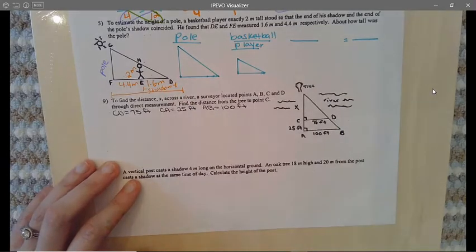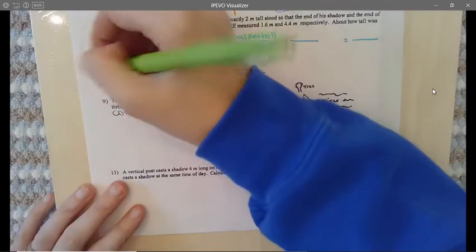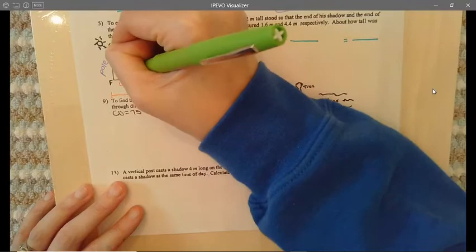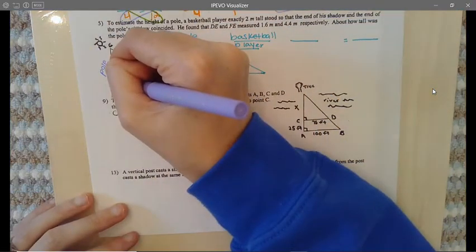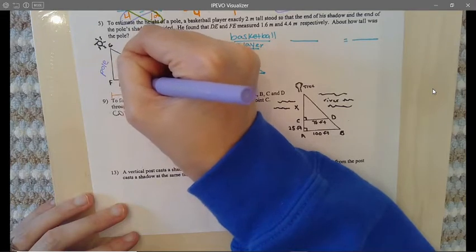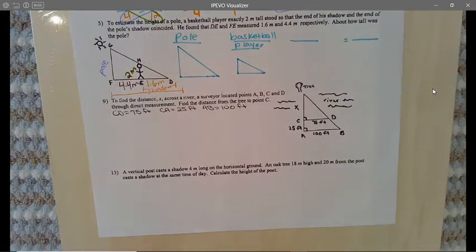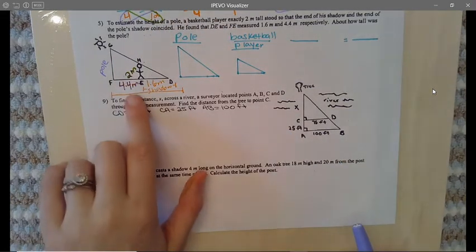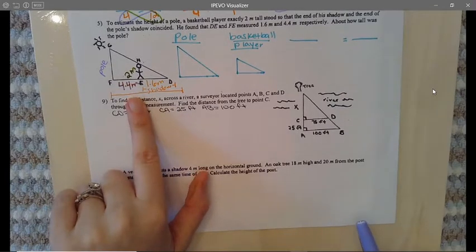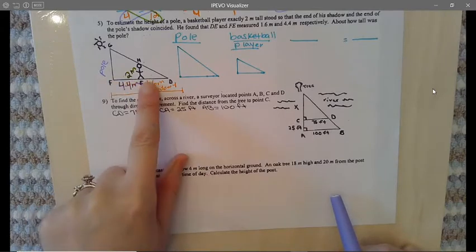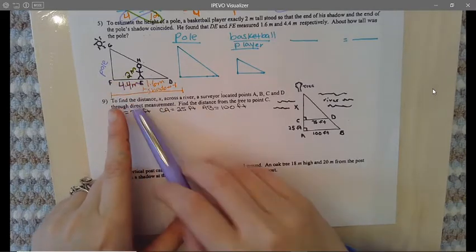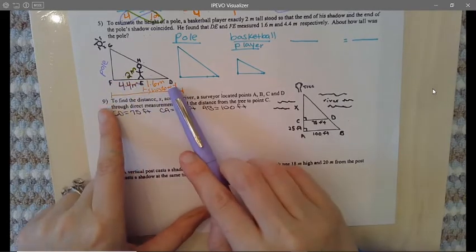So we have to be careful. And I should have been doing this in different colors, you guys. I don't like to do things in the same colors. If I would have rethought this problem, this is how I would have done it. Sorry, guys. So this 4.4 meters is not the pole's shadow, so you have to be careful. That is just the distance from the pole to the basketball player. So the shadow of the pole is this whole thing.